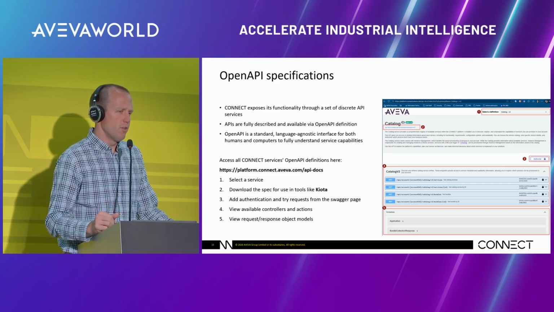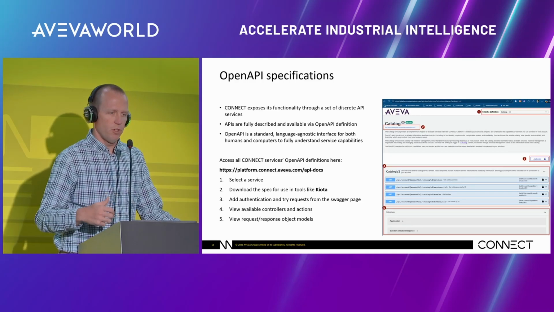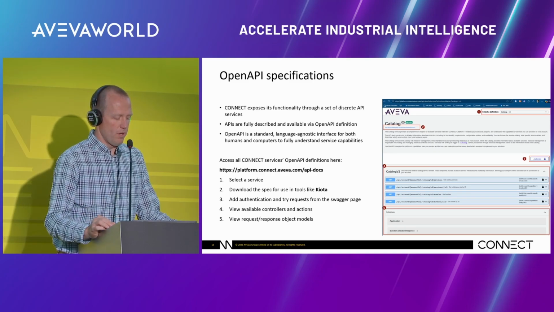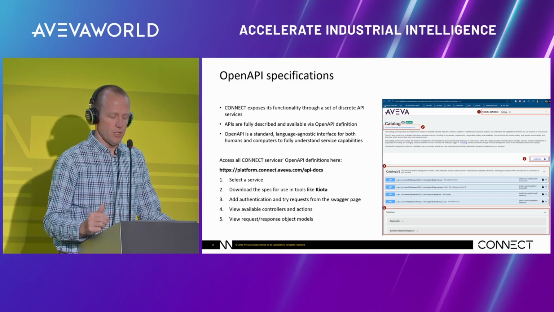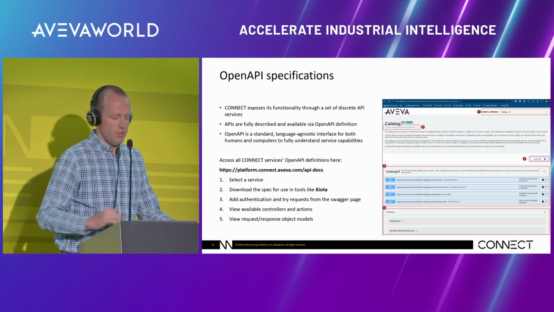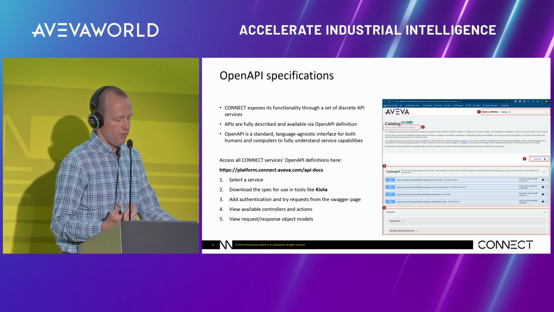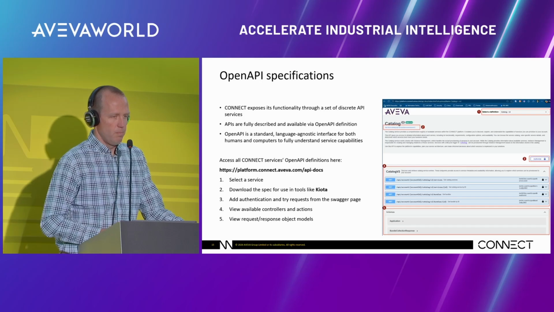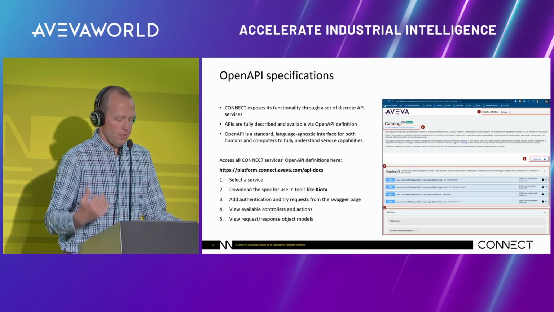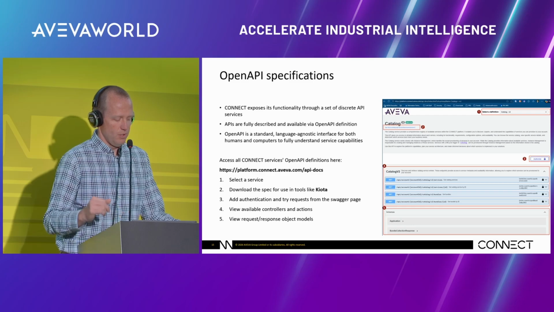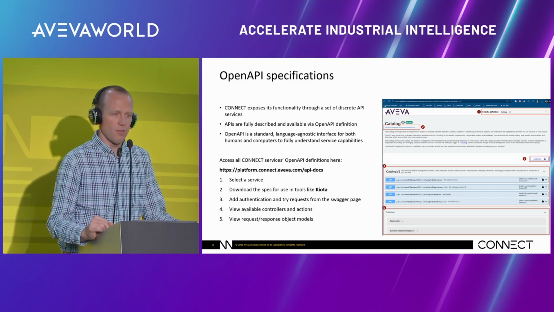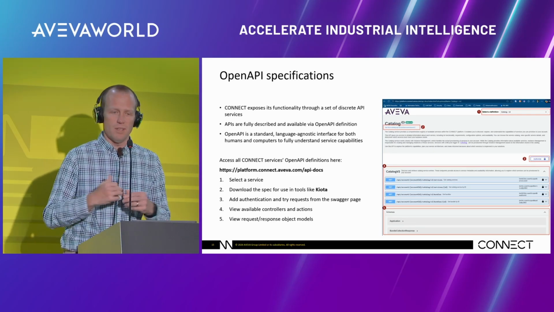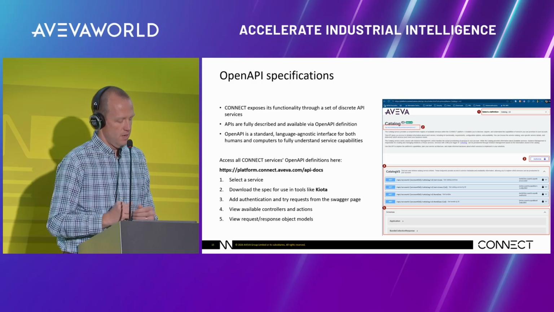So those are some of the things inside of Connect that are there for you. Adjacent to Connect, there's a different web page, which is going to be your OpenAPI specifications. Connect exposes all of its functionalities through a set of discrete API services. The APIs are fully described and available via OpenAPI definitions. For those who don't know, OpenAPI is a standard, language-agnostic interface for both humans and computers to fully understand service capabilities. Basically, it's a JSON that specifies what the URIs look like, what the response bodies look like, and what the different classes and models that are returned are.